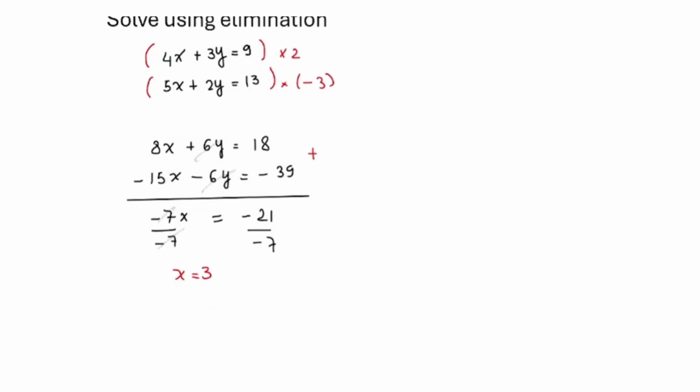To find y, we substitute x is equal to 3 into one of the original equations. We use the first one, 4x plus 3y is equal to 9. Substitute x is equal to 3. 4 times 3 plus 3y is equal to 9. 4 times 3 is 12. So 12 plus 3y is equal to 9.